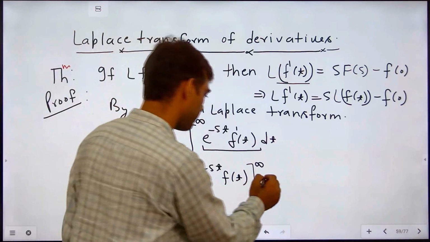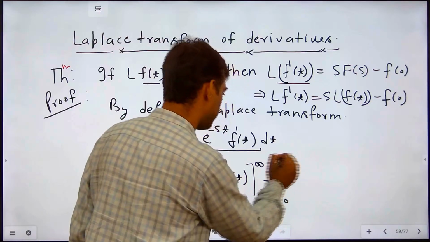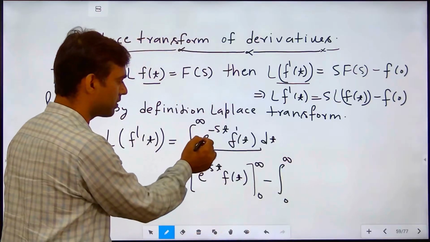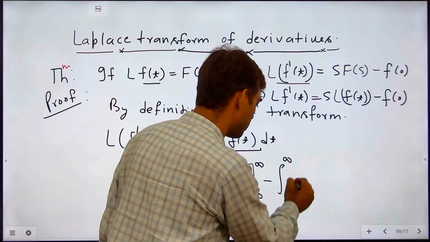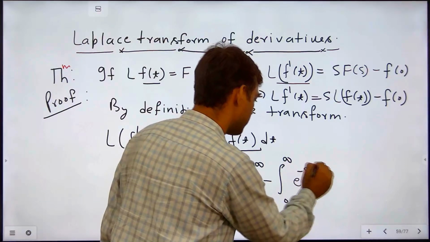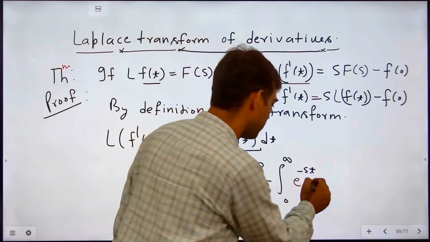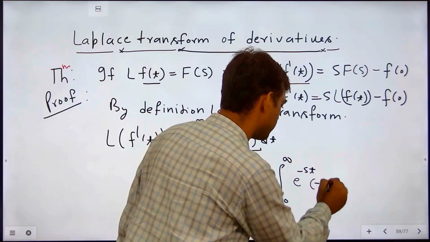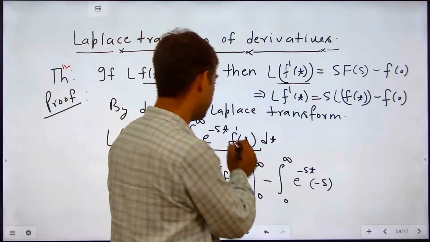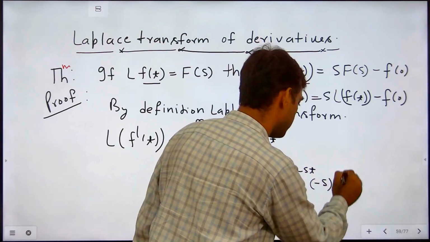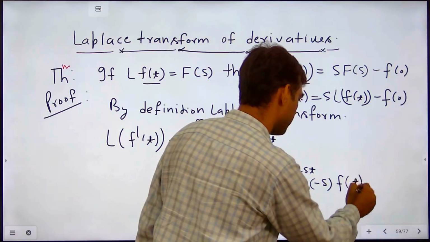And the second term is minus the integration from 0 to infinity of the differentiation of the first function. Differentiation of e to the power minus st with respect to t is minus s times e to the power minus st. And integration of f'(t) is again f(t), dt.